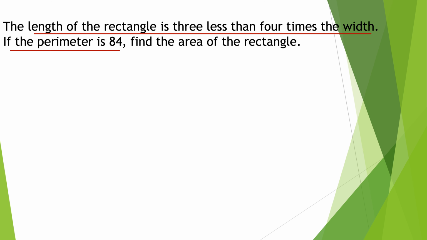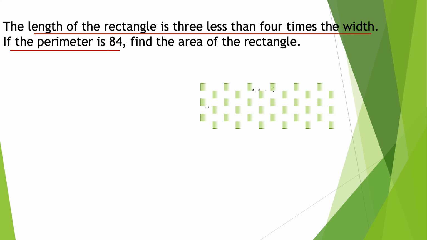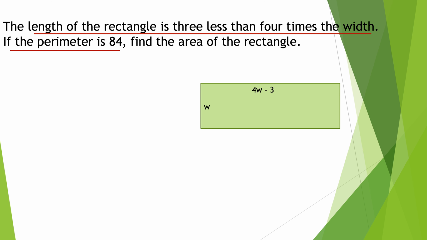Okay. So let's underline the important stuff. Length of a rectangle is 3 less than 4 times the width. Perimeter is 84. Clearly, that's important. Finding the area, find the area of the rectangle is what they're looking for. I should have triple underlined that. I can't believe I didn't, but you should on your paper.